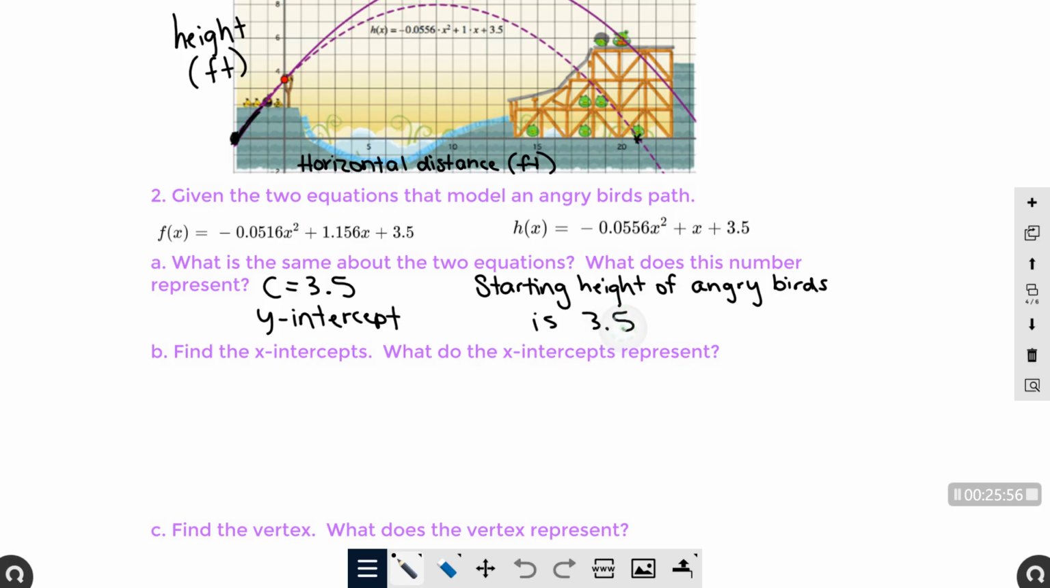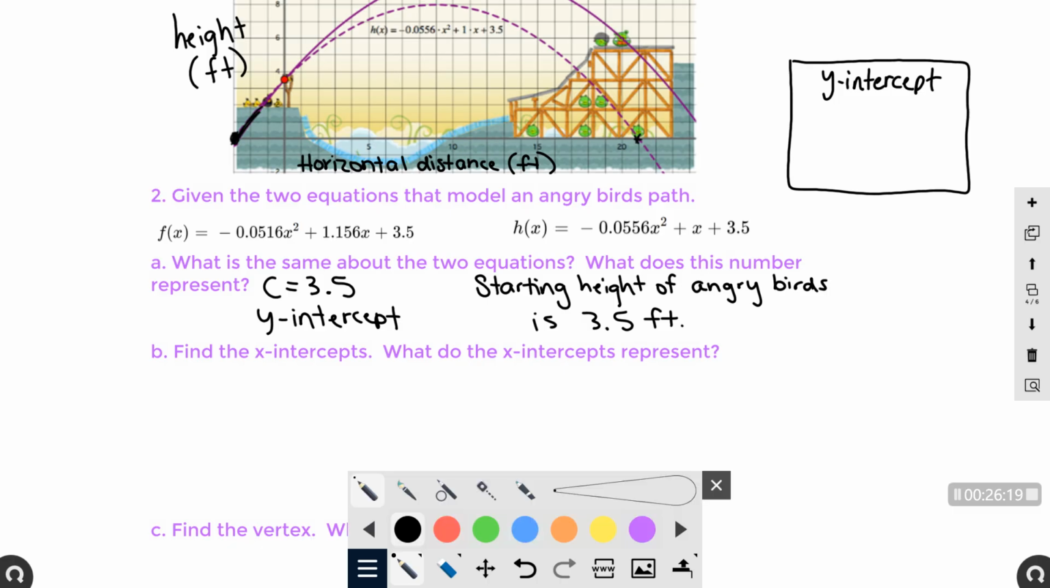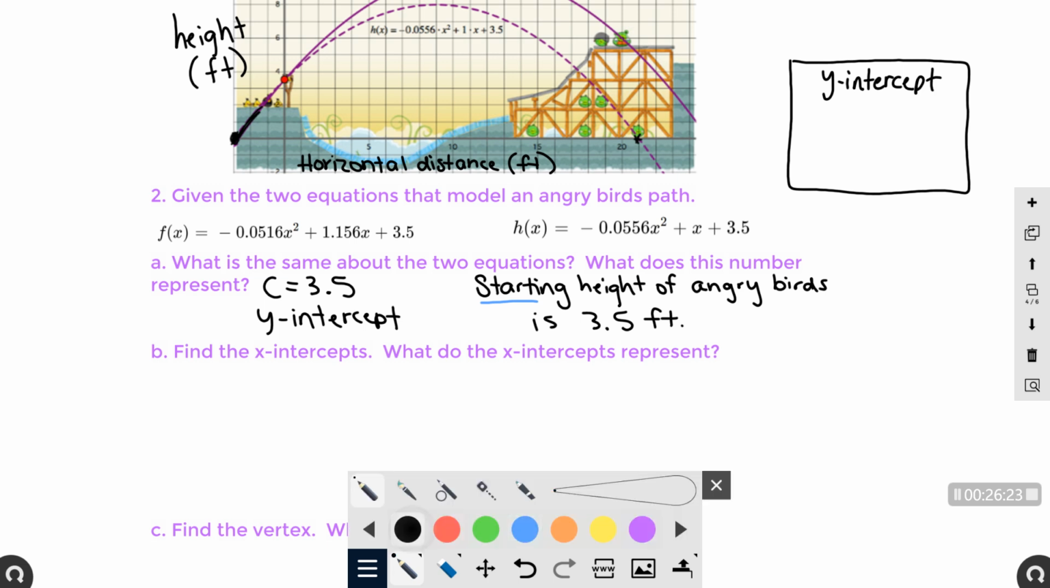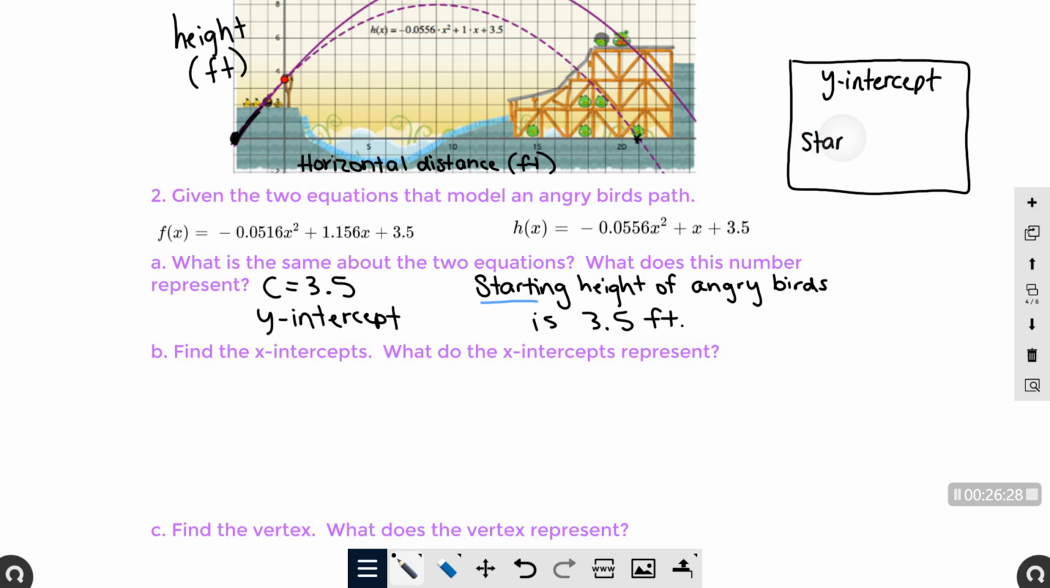Is 3.5 feet. Once you've written that down, go back to that yellow sheet where it says y-intercept in that box, and let's add what that means when you see a word problem. So y-intercept dealing with words is the starting value. And it could be height or it could be something different.